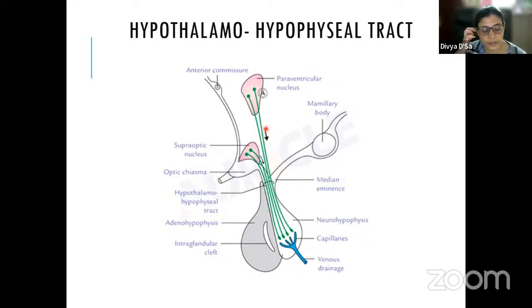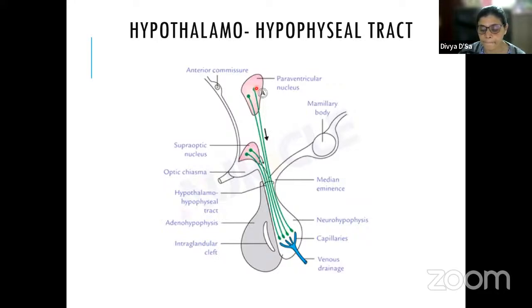The preoptic nucleus will do that, as well as the arcuate nucleus, which produces the hypothalamic releasing factors. So basically they will be acting on the adenohypophysis and cause the release of the anterior pituitary hormones. Now here we have the supraoptic nucleus and the paraventricular nucleus, right?